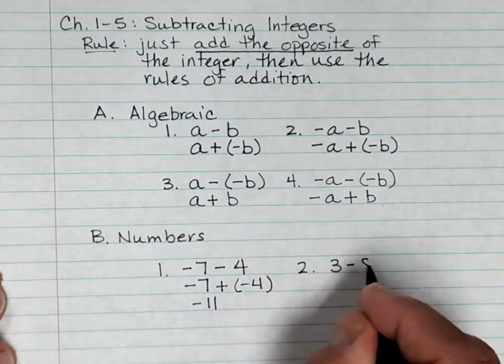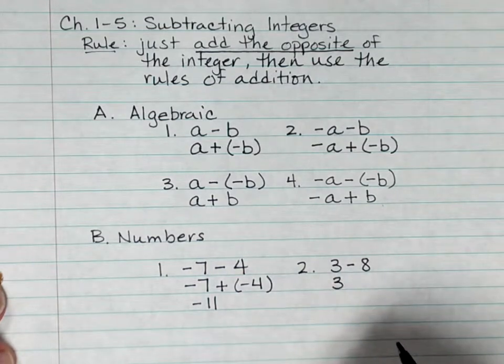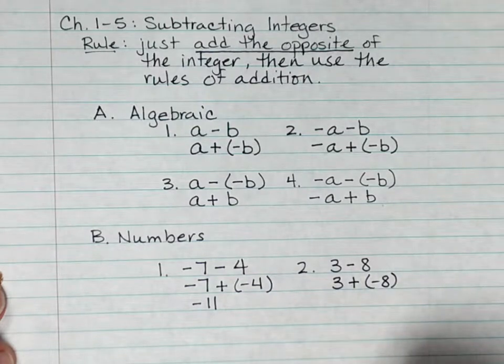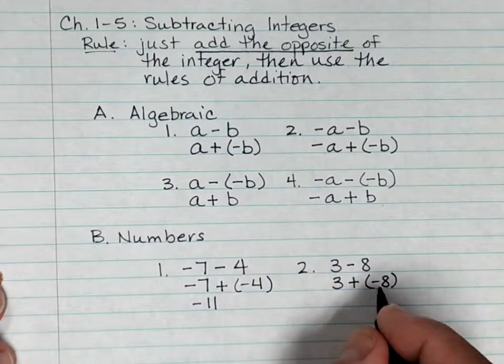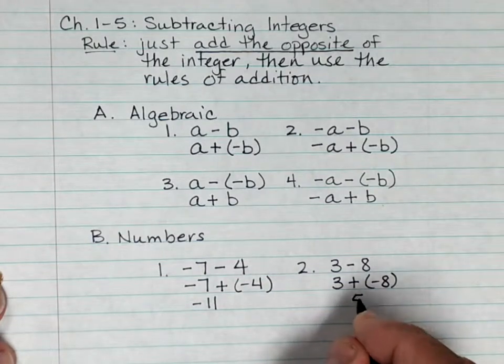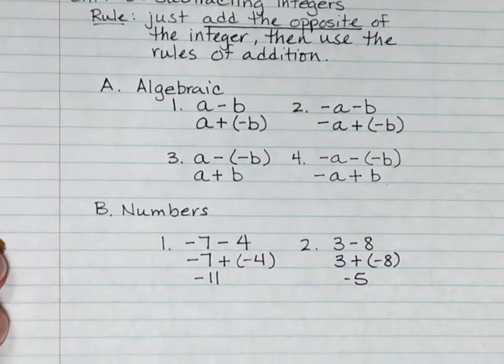3 minus 8. The first term does not change, and then we add the opposite. 3 plus negative 8, you're using your rules of addition. I subtract those two numbers, absolute values, I get 5. 5 is going to be a negative because of the absolute value of 8.